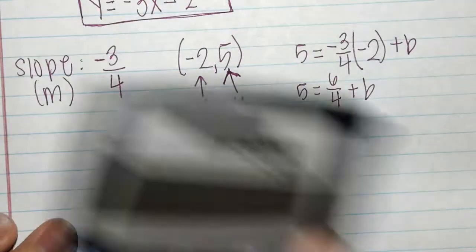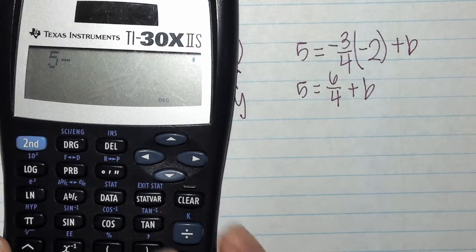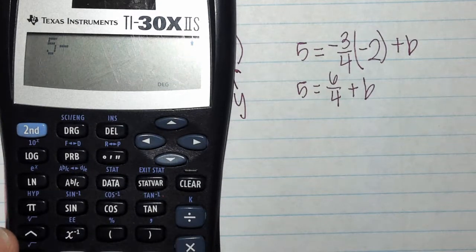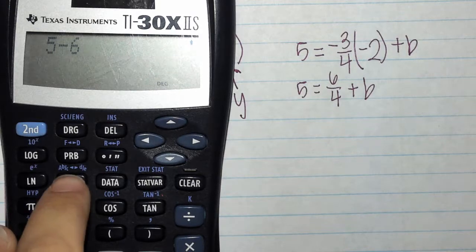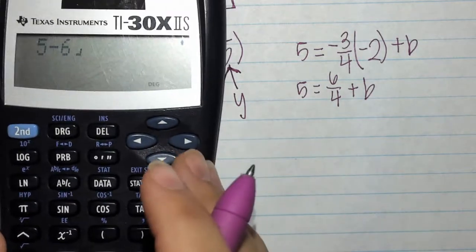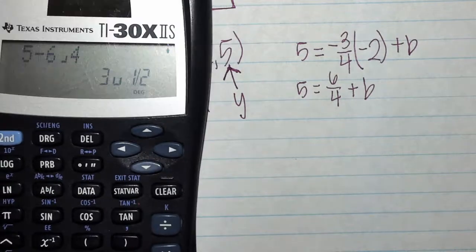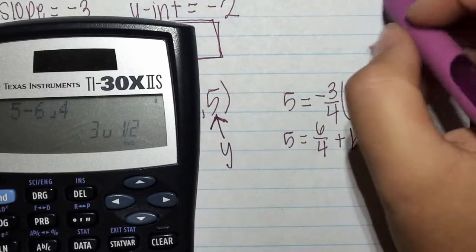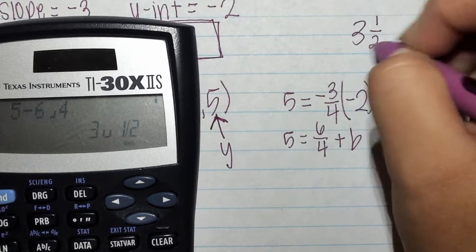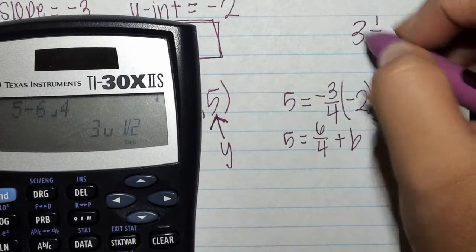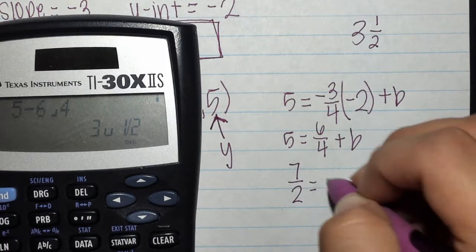Okay, however, if you have this calculator, you still can do it the same way. 5 minus, don't use parentheses though, you'll put 6, and then press this ABC button. So it makes like a little comma looking thing. 4. And you get 3 1/2. So that's the only problem. You get 3 1/2. But can I make this into an improper fraction? 3 times 2 is 6, plus 1, 7. So 7 halves is equal to b.